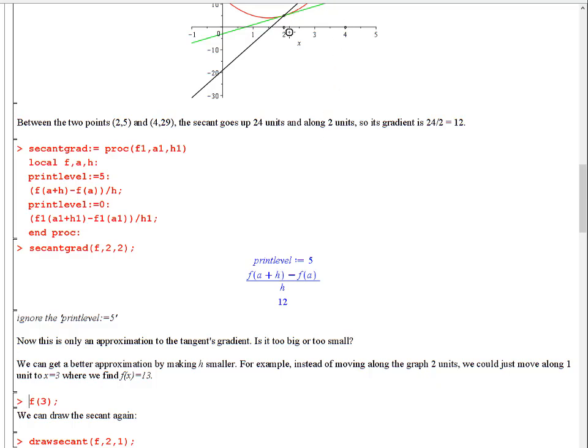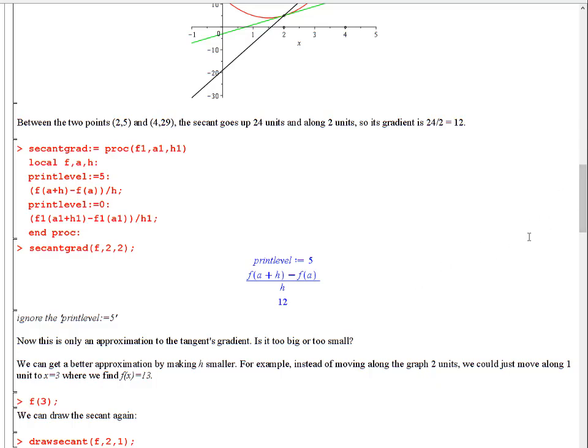We're going along from 2, two steps along. So this is showing the function at 2 plus 2, the function at 4 minus the function at 2. So that's the increase in the function. This is the increase in x. So this is the rise and this is the run, and it gives us 12. So we're going to keep repeating this.